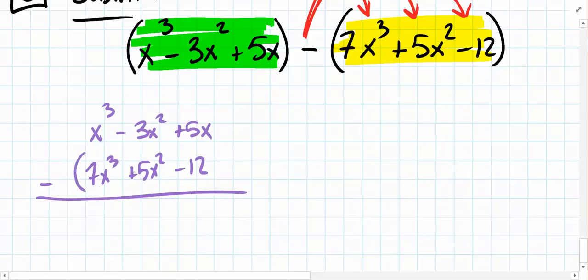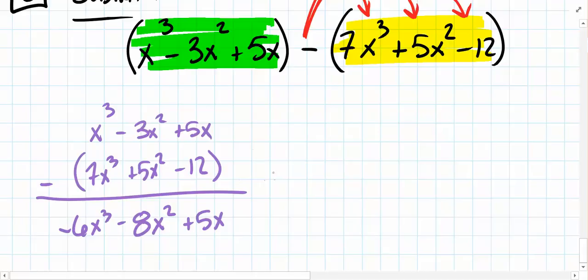So x cubed minus 7x cubed, how much is that worth? Negative 6x cubed. 3x squared minus 5x squared is negative 8x squared. 5x minus a minus, so that'd be a plus 5x. Oh yeah, check that out. There was 5x and there was no 12, so I actually should have written that to the right a little bit more. And then I finally have a positive 12. You see that?